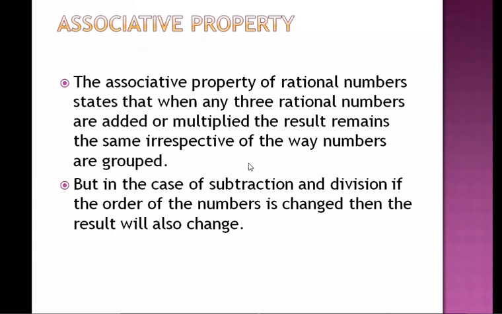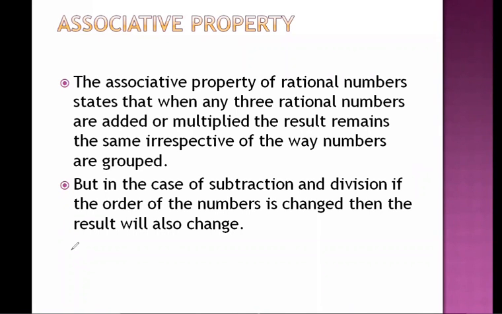मतलब जब भी हम rational numbers को, अभी तक हम two rational numbers की बात करते थे, associative property के लिए हम three rational numbers की बात करें. When three rational numbers are added or multiplied, the result would be same. चाहे उसे आप किसी भी तरीके से group कर सकते हो. I'll explain it to you using an example.